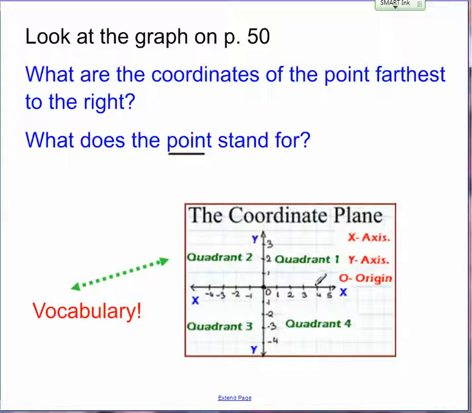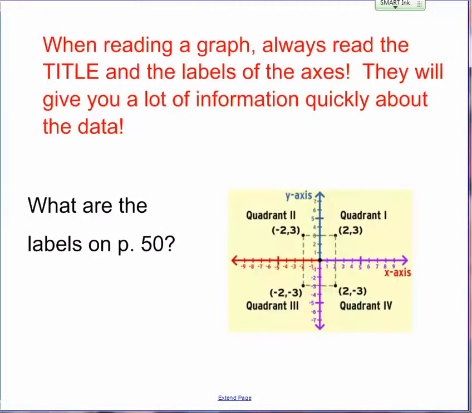Everything to the right and above the x-axis, so if I go to the right and up, that's the first quadrant. If I go to the left and up, it's in the second quadrant. If I go to the left and down, it's the third quadrant, and if I go to the right and down, it's the fourth quadrant. And we worked with this today.